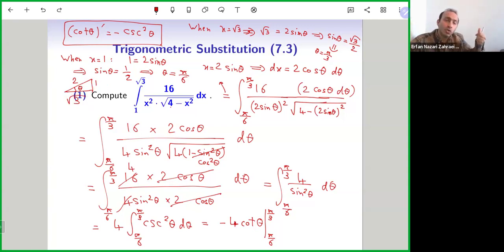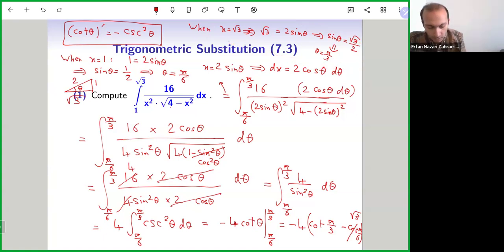Or you can use your memory that cotangent pi over 6 was root 3. In any case, you get minus cotangent pi over 3 minus cotangent pi over 6. Cotangent pi over 6, we already saw it here. It's root 3. And cotangent pi over 3, either using your memory or creating a reference triangle for this.